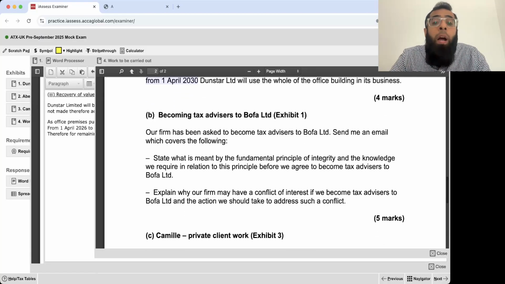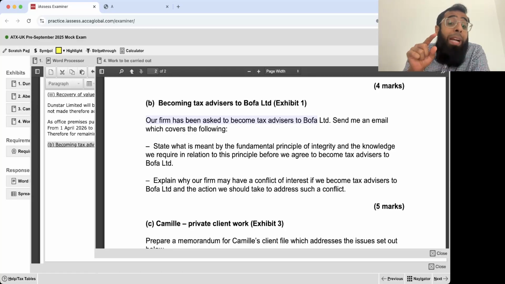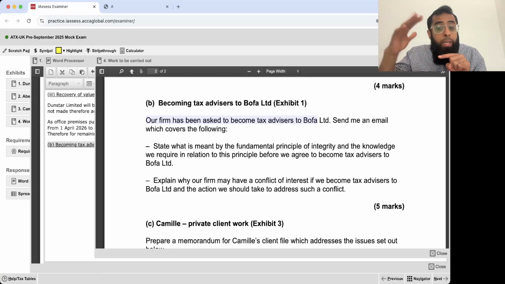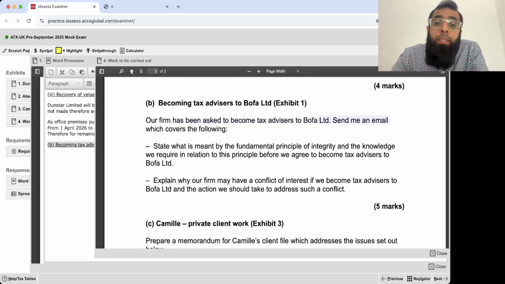Now let's go to part B, becoming a tax advisor to BOFA Limited. Let's look at it. Let's look at this requirement. Now, our firm has been asked to become an advisor to BOFA Limited. Okay. See, if you remember that Dunstall Limited, one acquirer was our company Albert, and there was one more investor, BOFA Limited. Send me an email which covers the following.